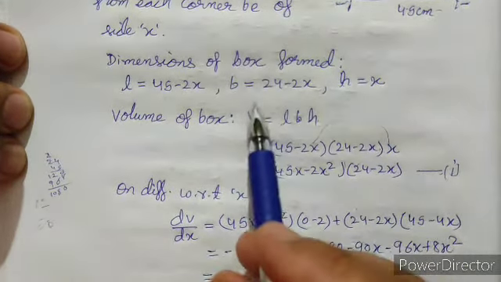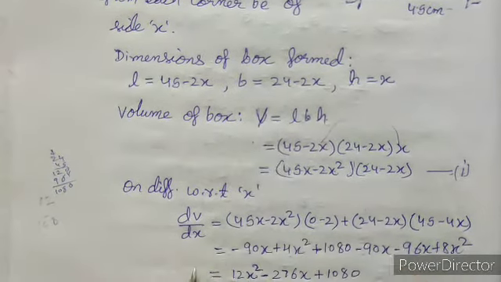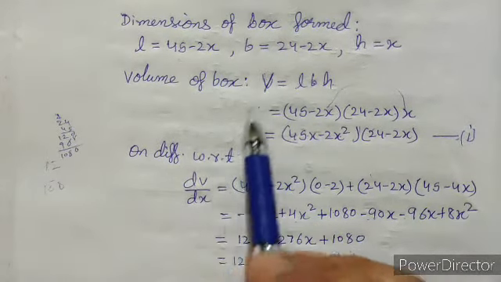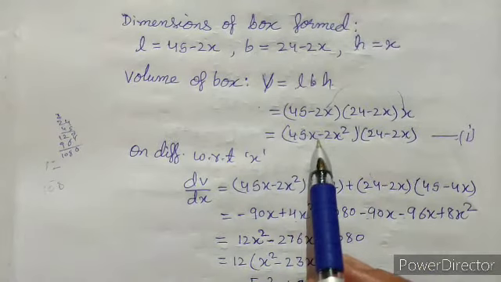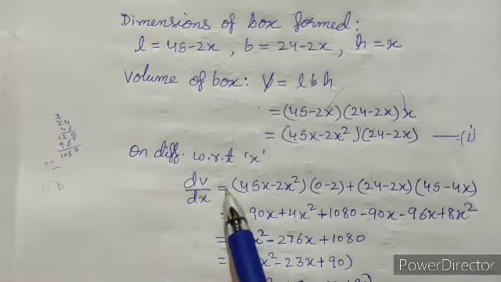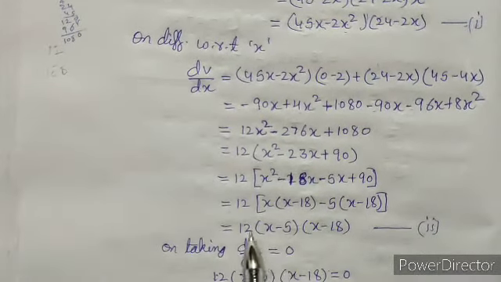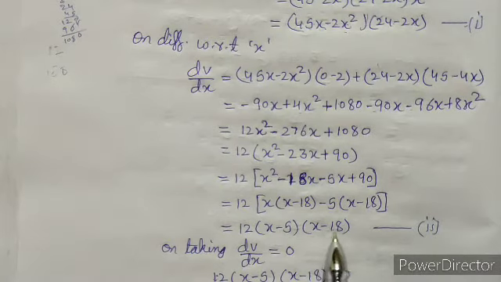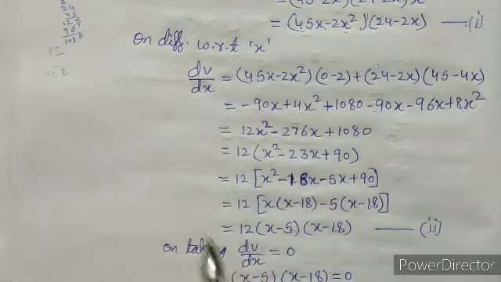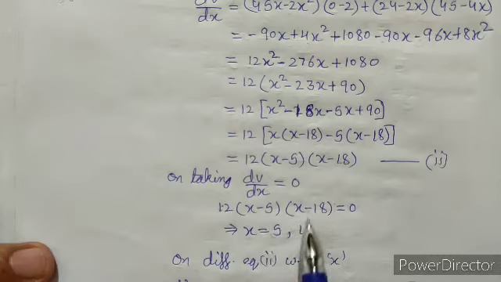Now we have to maximize the volume, therefore we will find the double derivative of V. First of all, our first step to maximize V will be to differentiate this V with respect to x. That means dV by dx will be equal to 12 into (x minus 5) into (x minus 18). After finding dV by dx, we will put dV by dx equal to 0, and this will give us the values of x as 5 and 18.